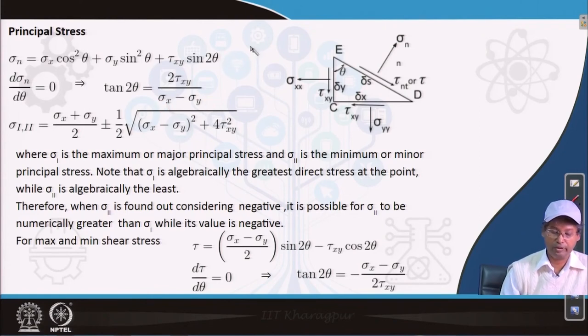I would suggest you carry this out, that simple mathematics is not the topic of discussion here. Here the topic of discussion is that with that value substituted, we can have two values of sigma, that is sigma 1 and sigma 2. This derivation is available in all books, I would suggest you refer to that. We can have the two roots of sigma n, with replacement of theta, as sigma 1 and sigma 2. This is the convention given, sometimes numeric 1, numeric 2, not Roman 1, Roman 2, which is sigma x plus sigma y by 2 plus minus half root over sigma x minus sigma y square plus 4 tau xy square.